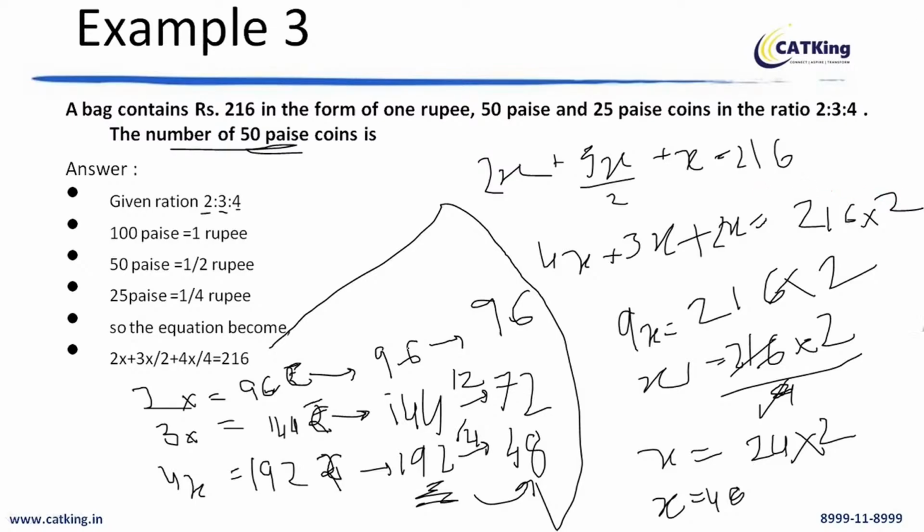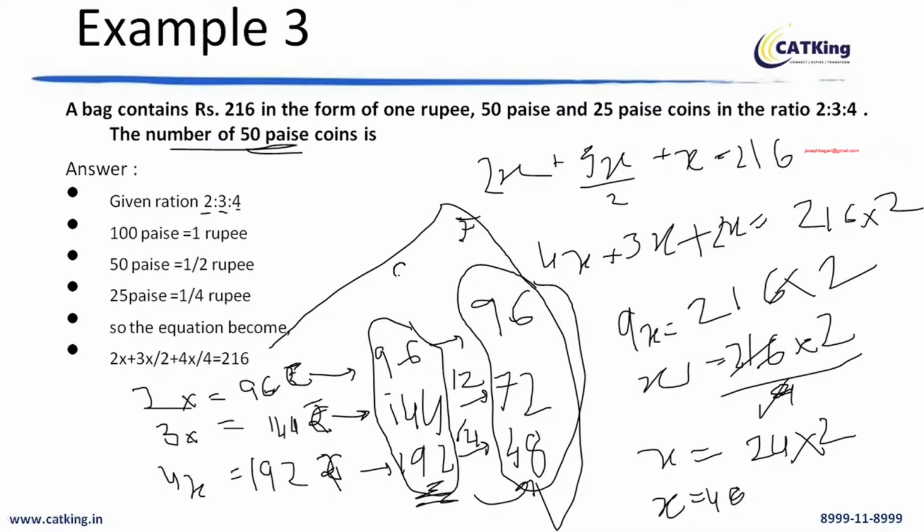Correct. Now when you add all of this, these are rupees, no? These are rupees and these are coins. When you add rupees, you will get the final total as 216. That is why our answer is correct. So the number of coins of 50 paise is how much? 144.